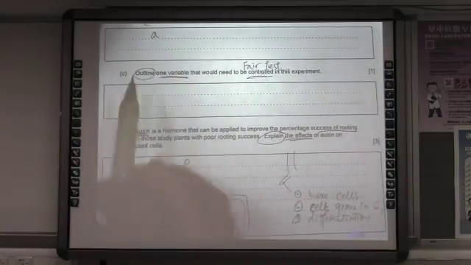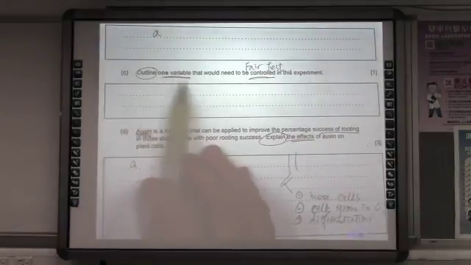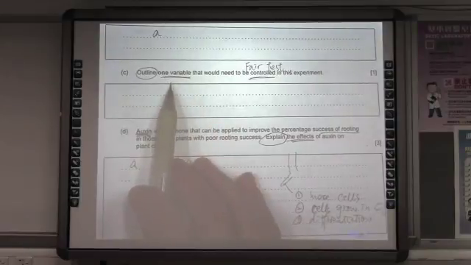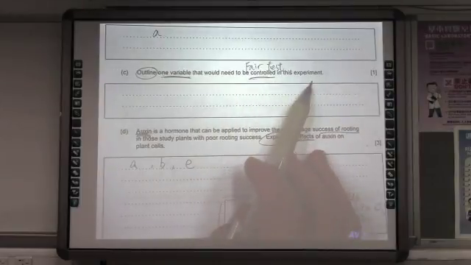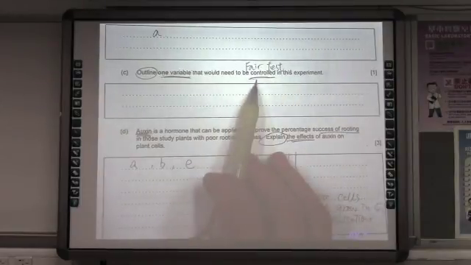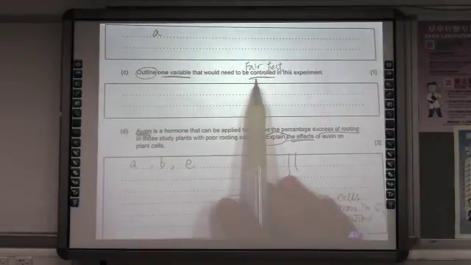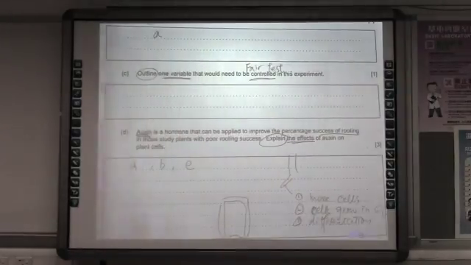C. This time outline. So outline is the action word. Outline one variable. So remember, on the line here, you have to write one variable that would need to be controlled in this experiment. Now, if I control all other variables, it can make sure this test is a fair test. If I compare the rooting success of mature plant and the juvenile plants, what should I control? What variable should I control? Which is C.